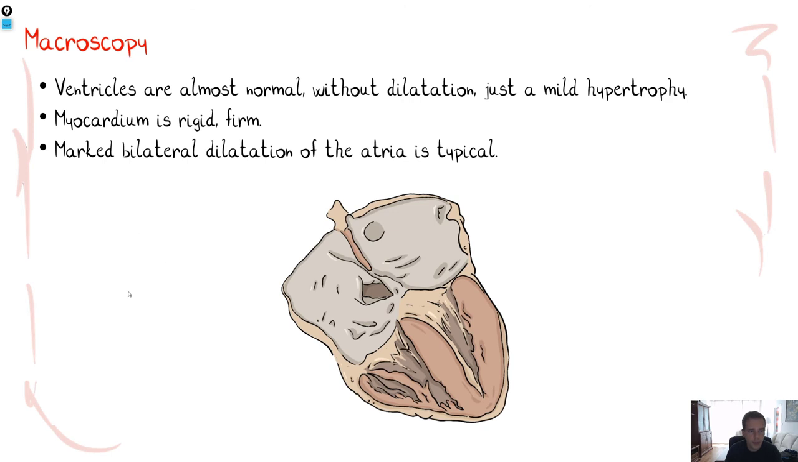Macroscopically, the ventricles are almost normal. Not normal, but they are almost normal. There is no dilatation. Usually there is some sort of mild hypertrophy. But the myocardium is rigid and firm because of the storage of some material. And what's quite typical for this cardiomyopathy is a marked bilateral dilatation of the atria. So the atria are large, they are dilated, they are huge compared to the myocardium, which is firm, a little bit hypertrophic, but not dilated.